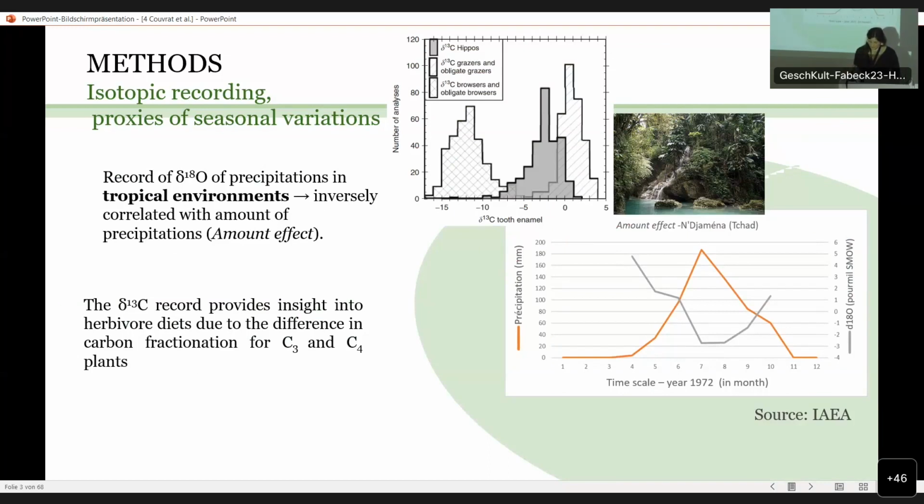The oxygen ratio in temperate environments is an indicator of temperature, but in this subject it's a tropical environment, so it's inversely correlated with the amount of precipitation. It's called the amount effect. We also use the carbon ratio, whose record provides insight into herbivore diets due to the different split in carbon for the C3 and the C4 plants.